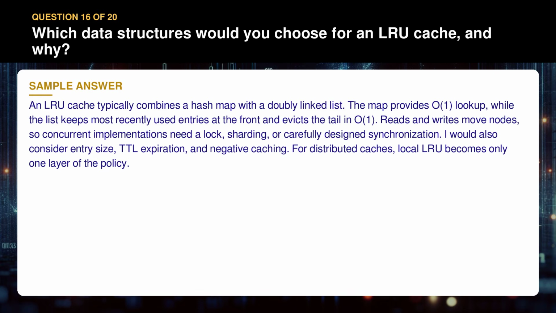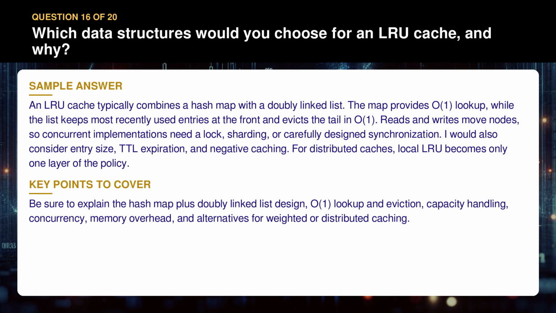I would also consider entry size, TTL expiration, and negative caching. For distributed caches, local LRU becomes only one layer of the policy. Be sure to explain the hash map plus doubly linked list design, O(1) lookup and eviction, capacity handling, concurrency, memory overhead, and alternatives for weighted or distributed caching.